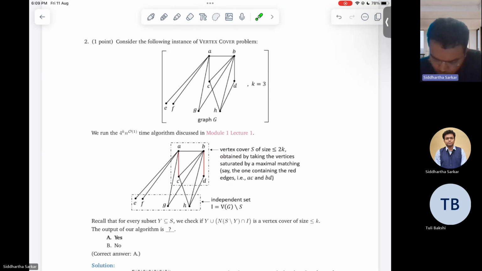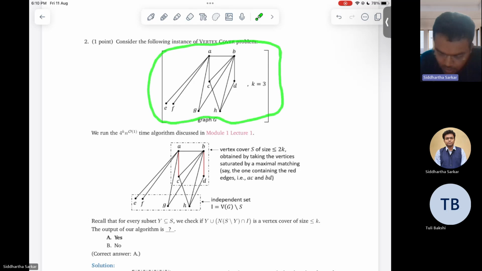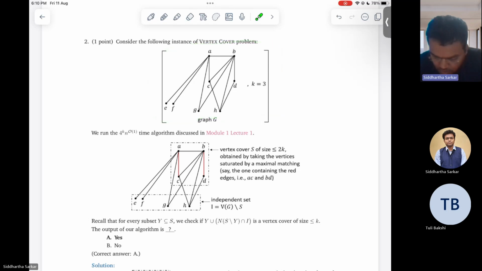So in this question, we applied some reduction rules, and the question was, after applying these reduction rules, whether the algorithm will say yes or no, whether this instance of vertex cover will be classified as a yes instance or a no instance for the parameter value k. This I think we have seen in detail in the first TA session.